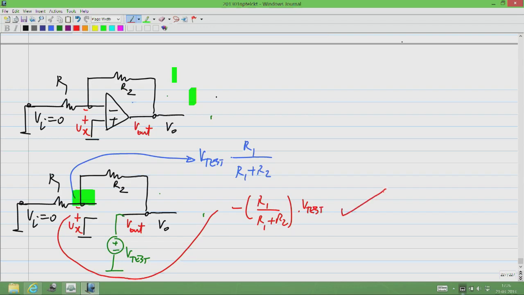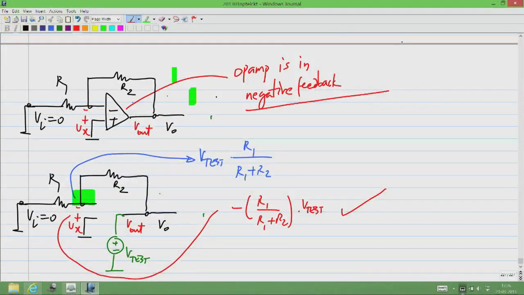So this means that the op amp here is in negative feedback. Okay. Now, if I interchange the plus and minus signs of the op amp, it will be in positive feedback, and what we discussed so far will not be applicable anymore. Okay. So, any questions about op amp circuits?